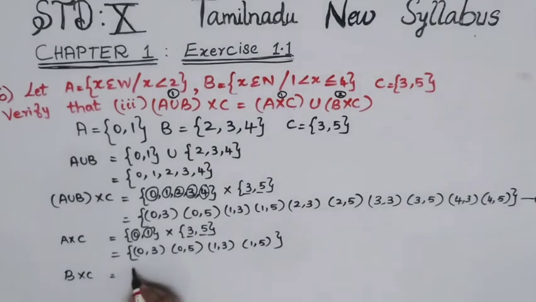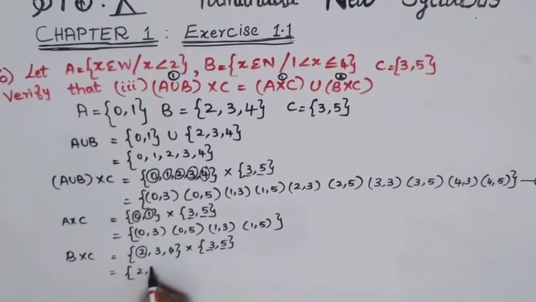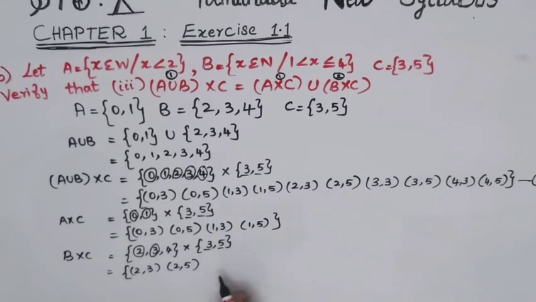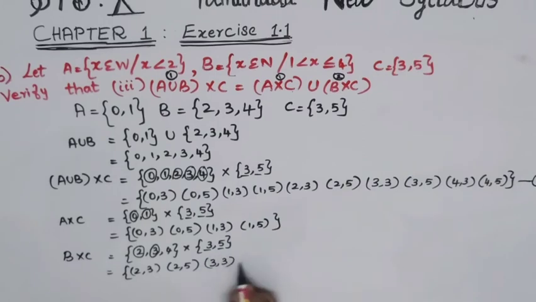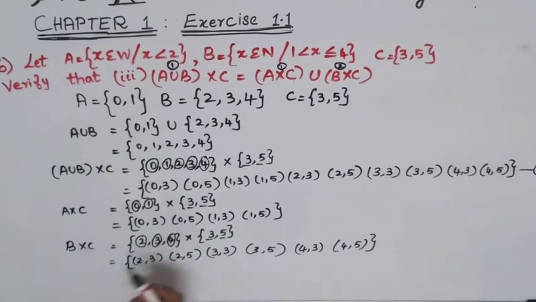Now B cross C. B cross C is equal to, write your B, {2, 3, 4}. Cross C is nothing but {3, 5}. Now writing your cross product. The first element 2 joins with these two elements, so (2, 3), (2, 5). 3 has to be joined with these two elements, so (3, 3), (3, 5). 4 has to be joined with these two elements, so (4, 3), (4, 5). We have got A cross C and B cross C. Now we will have to find the union.